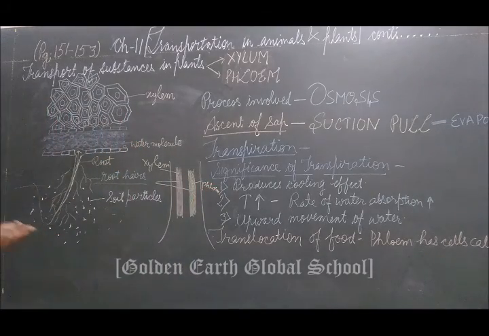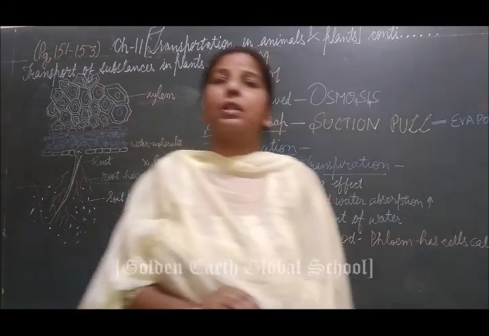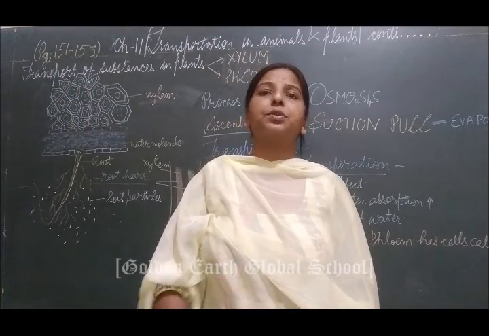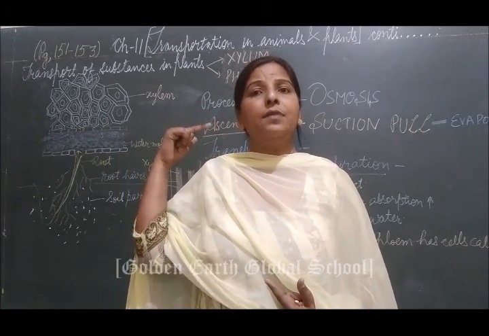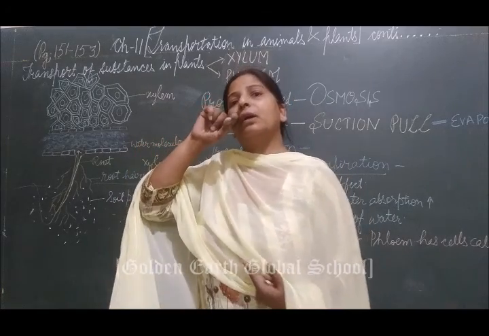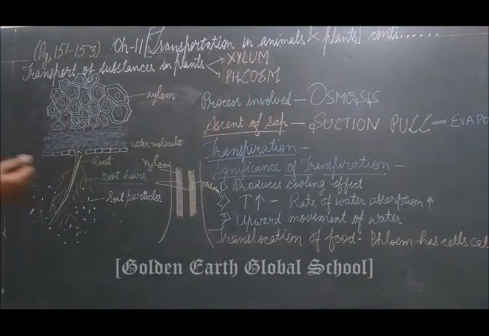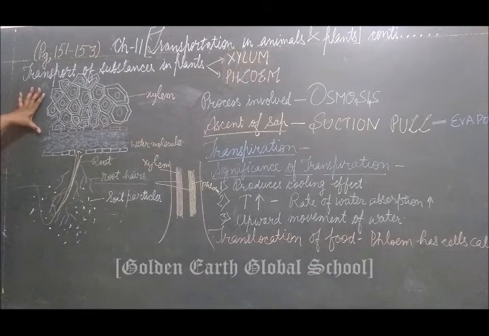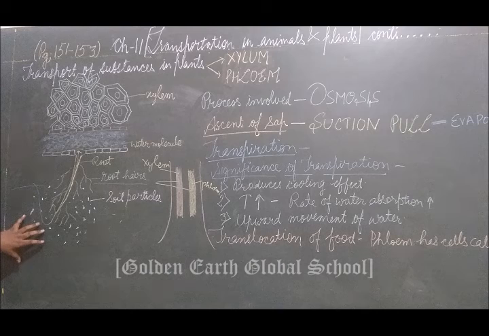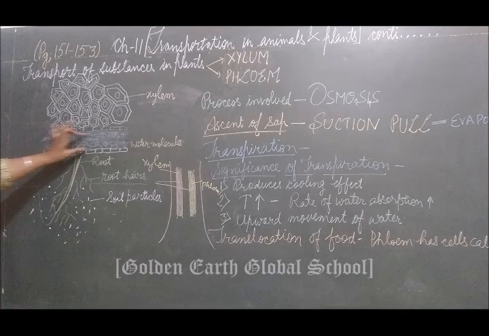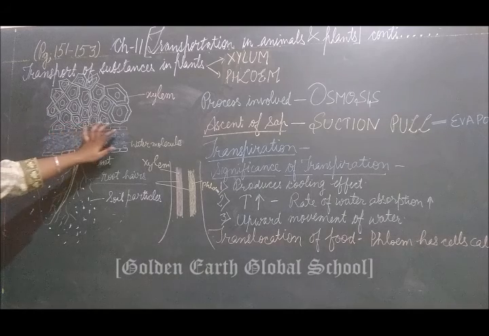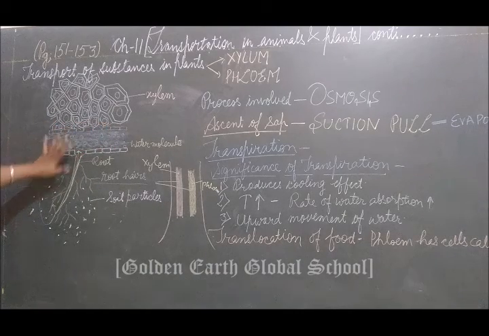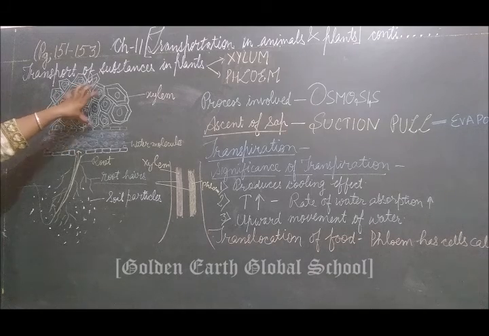So these two conducting channels are mainly responsible for the transport of materials or substances throughout the plant body, from the root to the leaves, and from the leaves to the roots. First of all, water and minerals will be absorbed by the root here, and they will move through this passage. The water molecules will get dissolved into the tissues or cells of the surrounding layers, and then it will be stored over here in the xylem.